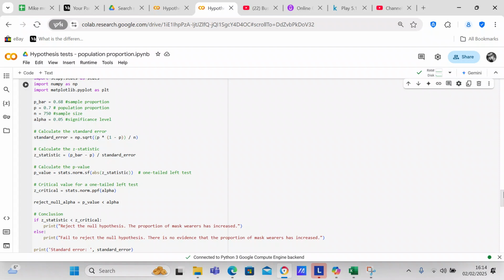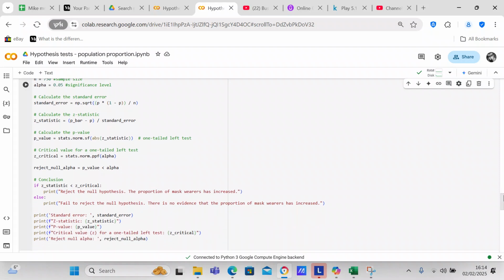So we're going to define our variables. P bar equals 0.68, that's your sample proportion. P equals 0.7, which is your population proportion. N equals 750, which is your sample size, and alpha is 0.05, which is your significance level.